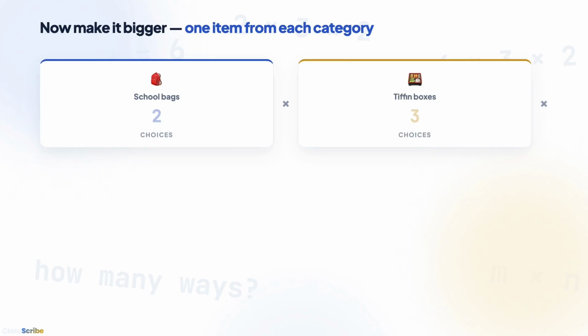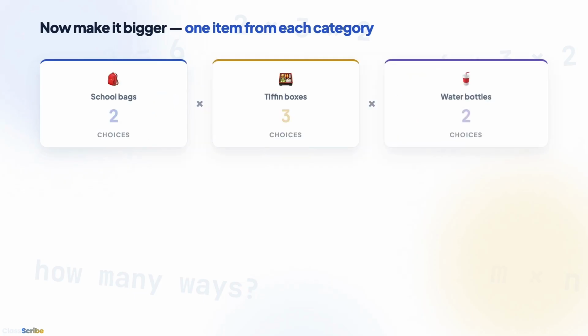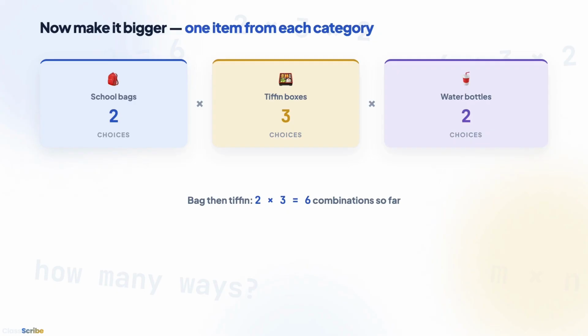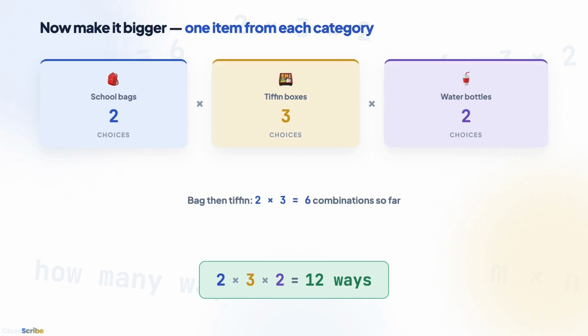Now let's make the situation a little bigger. Suppose Sabnam has 2 school bags, 3 tiffin boxes, and 2 water bottles. She wants to carry one item from each category. First, she has 2 choices for the school bag. For every bag, she has 3 choices for the tiffin box. That gives 2 multiplied by 3, or 6 possible combinations. Finally, for each of these combinations, she has 2 choices for the water bottle. So the total number of possibilities becomes 2 multiplied by 3 multiplied by 2, which is 12.